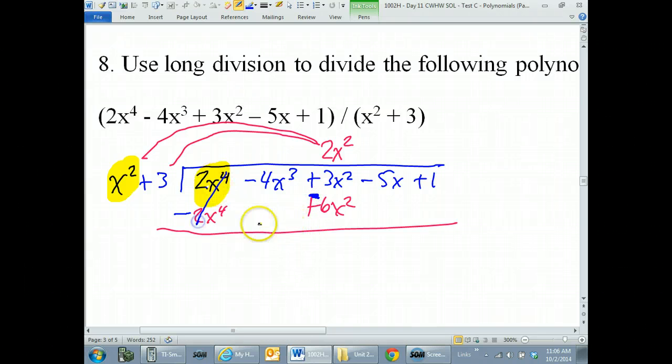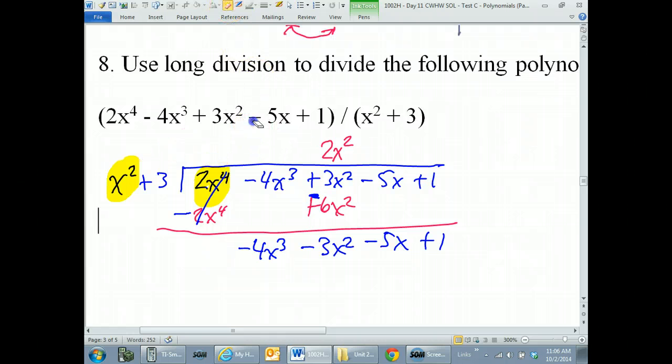Okay, so of course these cancel out always. And now I'm going to bring down everything else. The negative 4x to the 3rd power just comes down. 3x squared minus 6x squared. That's negative 3x squared, yeah? And I bring down the negative 5x plus 1. I just bring it all down. And then I basically start over, okay? Just start over, I'm good.